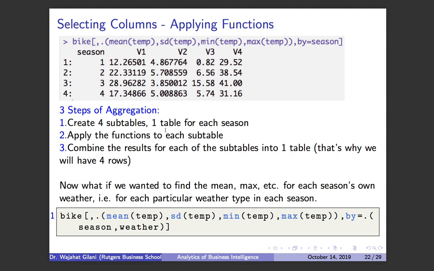Right? In this situation, I'm grouping by now more than one column. Now I'm grouping by 2 columns, season and weather. Because why? What's going to happen here is the subtables being created are now going to be a combination of the season unique values and the weather unique values. There are 4 seasons. There are 4 weathers. There are 4 unique seasons, 4 unique weathers.